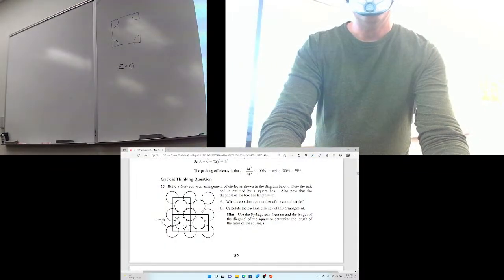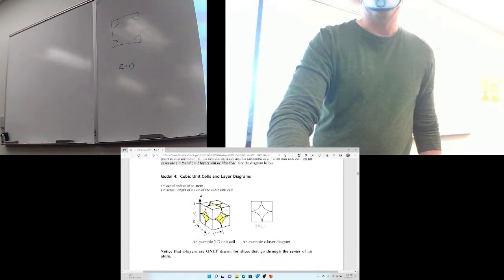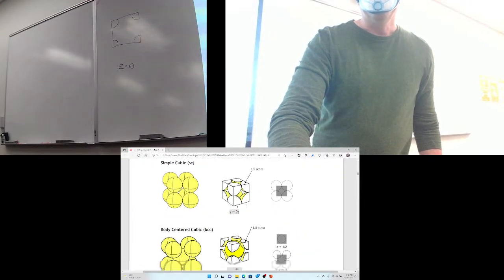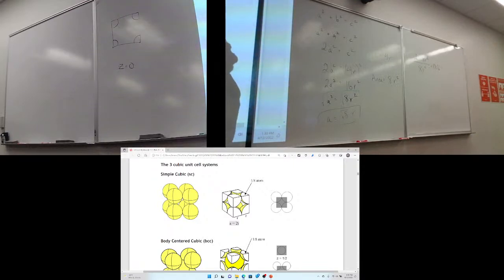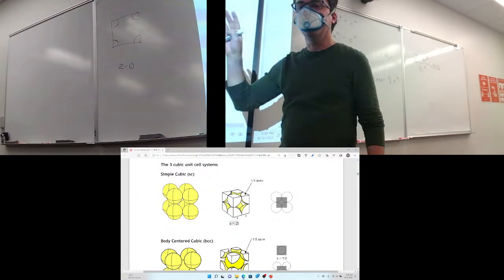If you go to the worksheet, there's a whole bunch of pretty diagrams. Yours are probably not in color, but here we go. So here is simple cubic. That's the layer diagram for simple cubic. We're only showing one layer because the bottom layer and the top layer are the same.